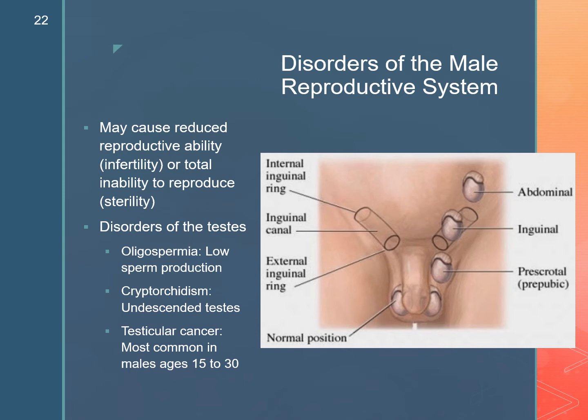So again, treatment would be to either perform surgery or perhaps they might try a less invasive method of injecting the individual with testosterone to hopefully facilitate the testes to descend into the scrotum. And then lastly, testicular cancer.